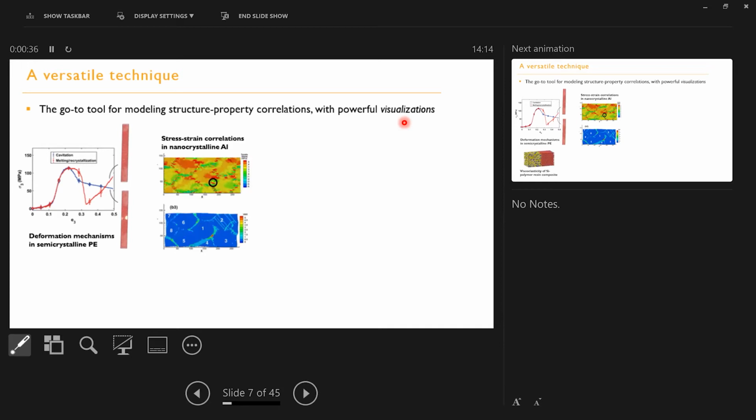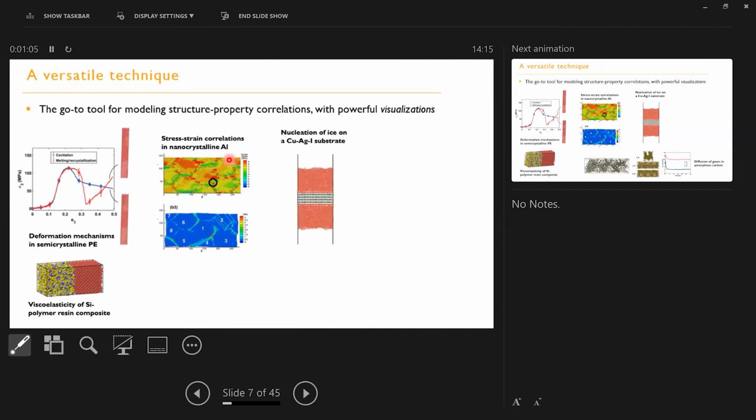So again, some examples here. Let's say you want to study the tensile deformation of a polyethylene structure. We can observe various mechanisms for melting and recrystallization or formation of cavities, and you can backtrack to how the structure is giving you this particular property. If you want to simulate polycrystalline aluminum, we can see how the grain boundaries will deform, what stresses are developed, and so on.